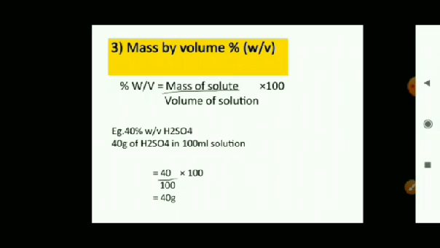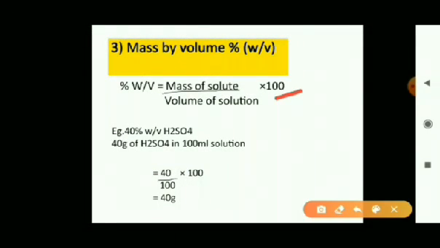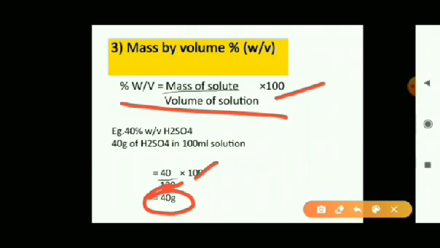So to find 40%, how do we write the percentage? 40 divided by 100 into 100. It becomes 40, 100 will get cancelled. So 40 gram of what? H2SO4 is dissolved in solution to make one solution, isn't it? So this is how we calculate the mass by volume percentage by using this formula.